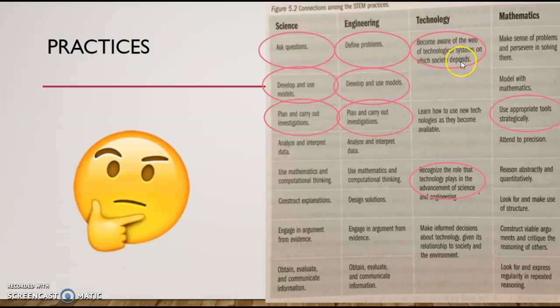Taking a look at technology, I sort of have the same thing to say for both of these: become aware of the web of technological systems on which society depends. I think that this activity really helps students to see how technology is absolutely necessary to keep up with real-world and current issues. So that also helps them to recognize the role that technology plays in the advancement of science and engineering. And then finally, in mathematics, use appropriate tools strategically. There wasn't a whole lot of math that took place in this activity, but absolutely that thermometer, and I used a stopwatch. So we used those two tools to measure temperature. So that's how mathematics came into play.